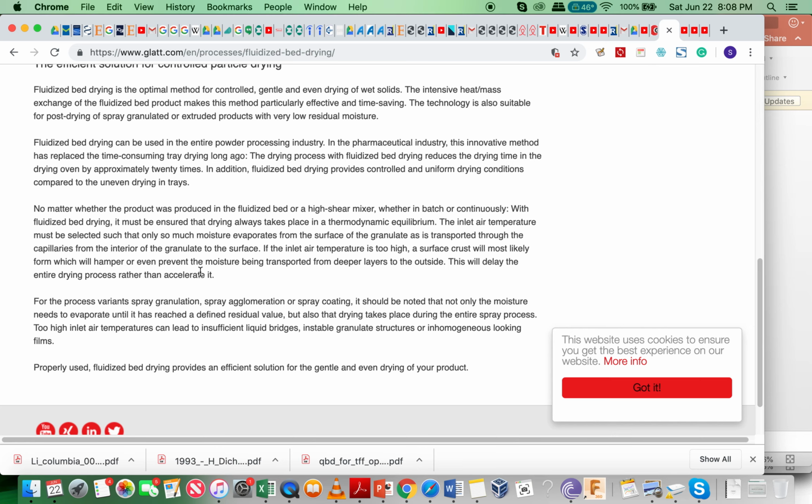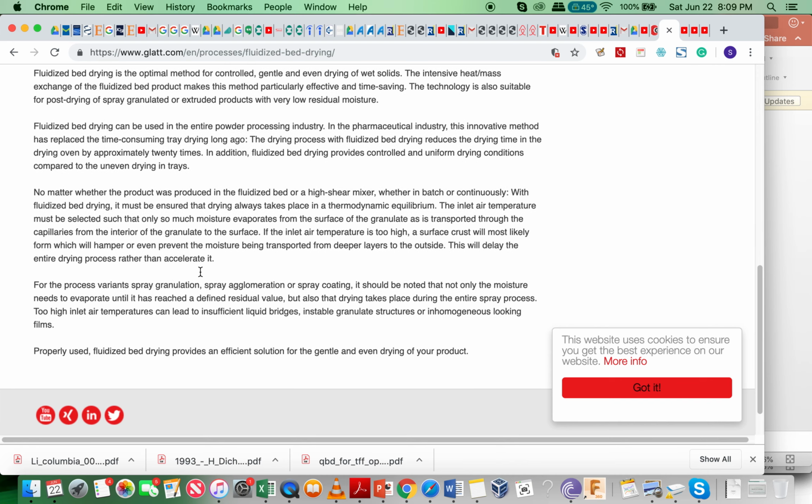For the process variants spray granulation, spray agglomeration, or spray coating, it should be noted that not only does the moisture need to evaporate until it has reached a defined residual value, but also that drying takes place during the entire spray process. Too high an inlet air temperature can lead to insufficient liquid bridges, unstable granulate structure, or inhomogeneous looking films.